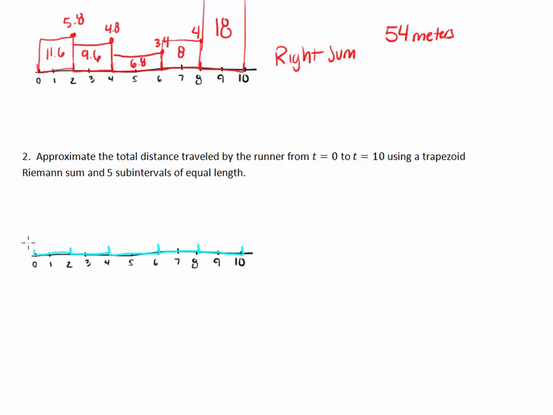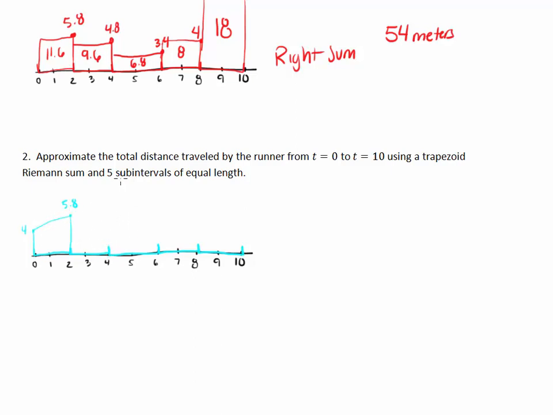Like so. This time we have to figure out both the left and the right side of each of these. So if we plug in 0, we get out 4. Plug in 2, we get out 5.8. And that is our first trapezoid.